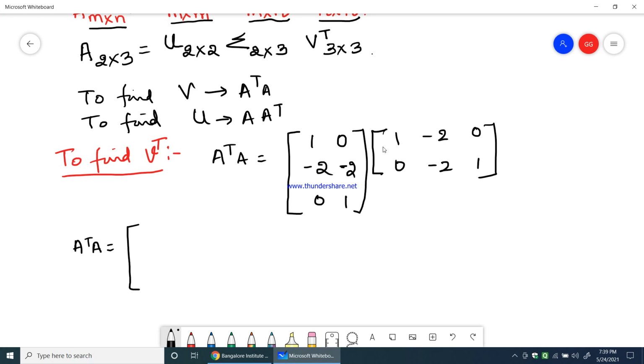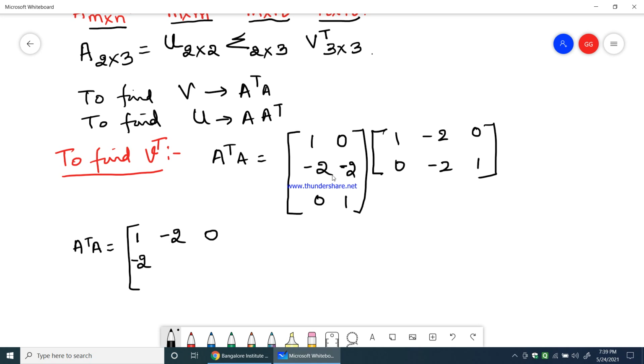So A transpose A equals 1 into 1 is 1 plus 0 into 0 is 0, so 1 plus 0 is 1. Now 1 into minus 2 is minus 2 minus 0, so minus 2. 1 into 0 is 0, 0 into 1 is 0, therefore I will get 0 here. Minus 2 into 1 is minus 2 because minus 2 into 0 is 0, therefore you will end up getting minus 2.